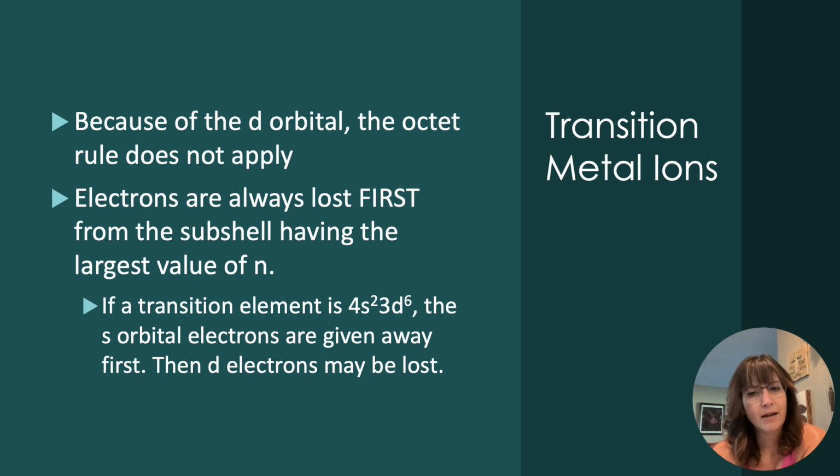We're not going to agonize on this next part, but I wanted to just show you in case you ever take an upper level chemistry class. The transition metals, the d block elements, are kind of odd. Because of that d orbital and how many electrons can go in there, the octet rule does not always apply. Just know that the electrons that are lost first are from the subshell with the highest value of n. I know we've already looked at this in another unit. So for example, if a transition element is 4s2, 3d6, the s orbital electrons will be given away first, and then the d electrons may or may not be lost. Just know that the transition metals can be kind of odd.